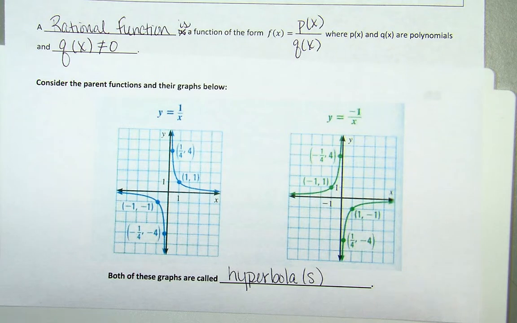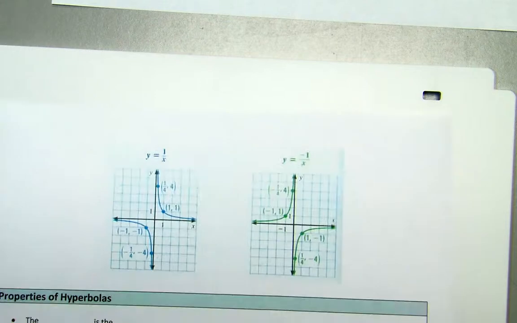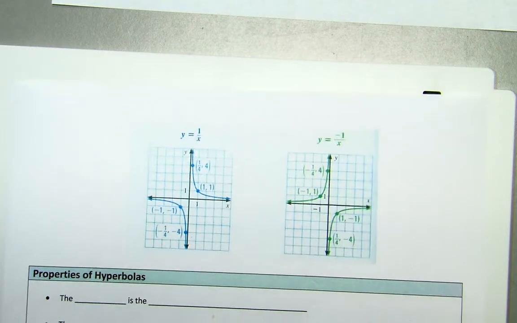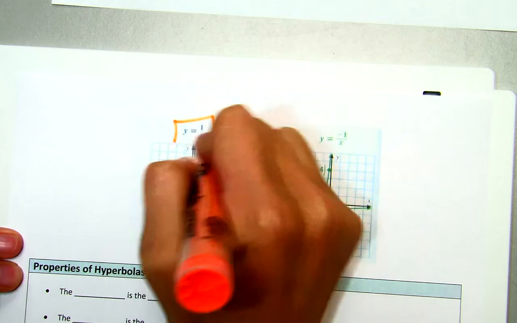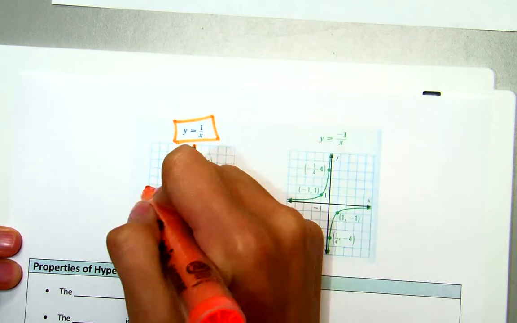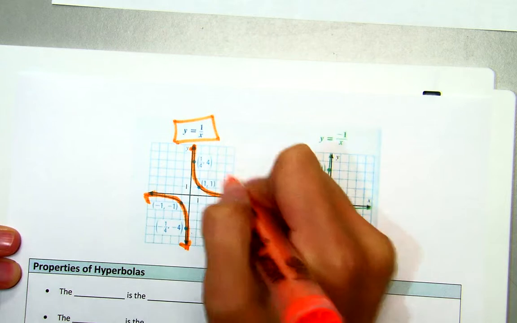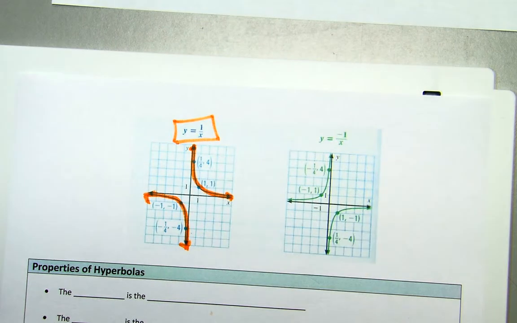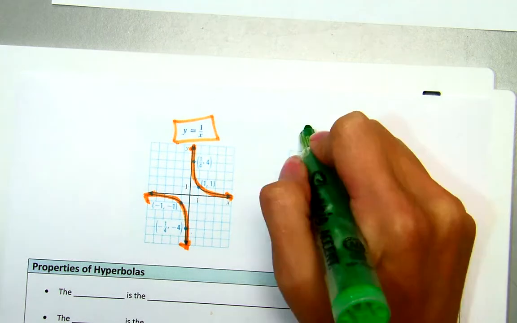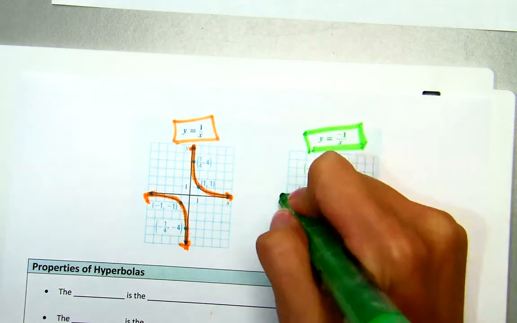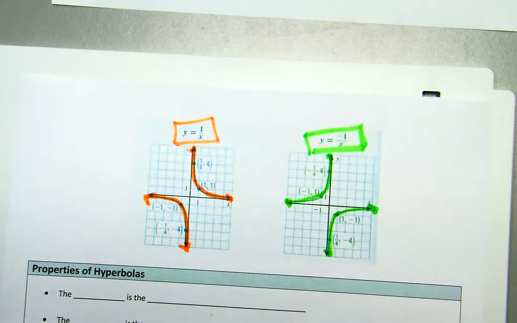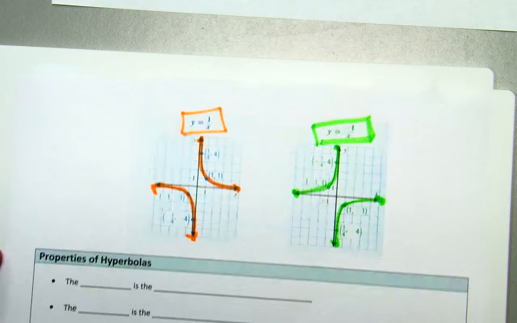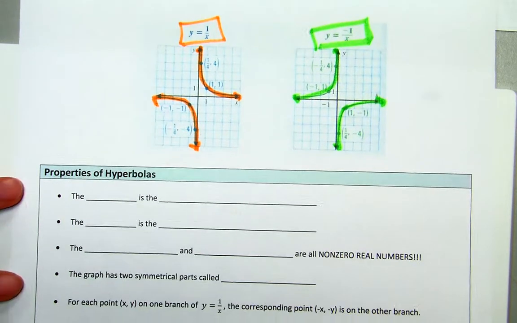So if you flip it over to the second sheet, your graphs are given to you again up at the top so that we can talk about them as we go through the properties. So these both are called hyperbolas, and again, if you notice, y is equal to 1 over x gives you your two hyperbola branches in quadrants 1 and 3. And y is equal to negative 1 over x gives you your hyperbola branches in quadrants 2 and 4.